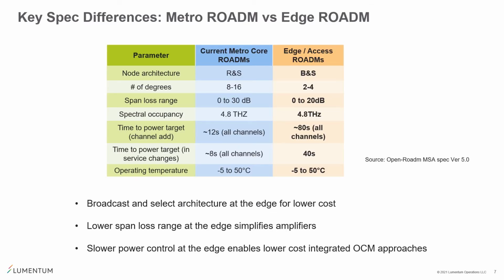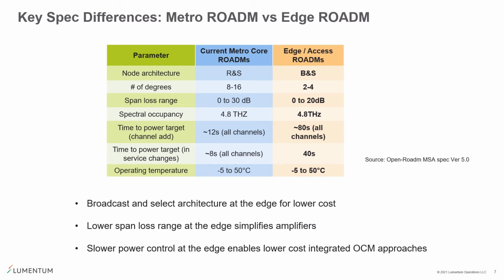So now let's get a little bit more into the details in terms of the key specification differences between what has been proposed in the OpenROADM for the metro portion versus what we have broadly accepted for the edge application space. As mentioned before, in terms of the node architecture, in the edge we also support broadcast and select in addition to the route and select. That's already part of the metro standards. And the other one is in terms of the dimension of a node: the edge is dimensioned for 2 to 4 degrees support, whereas the metro is dimensioned for 8 to 16 degrees.